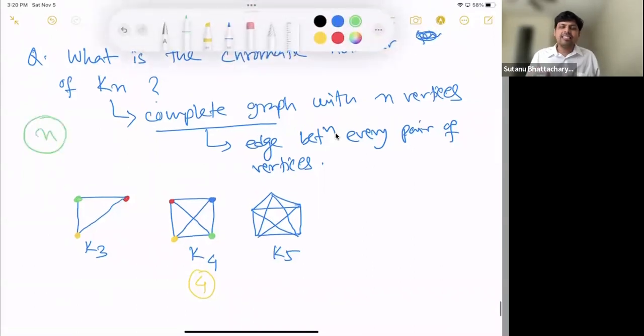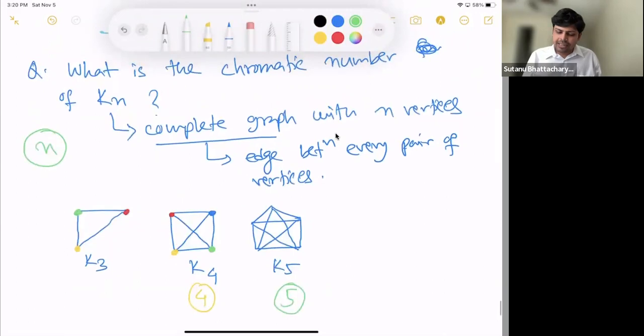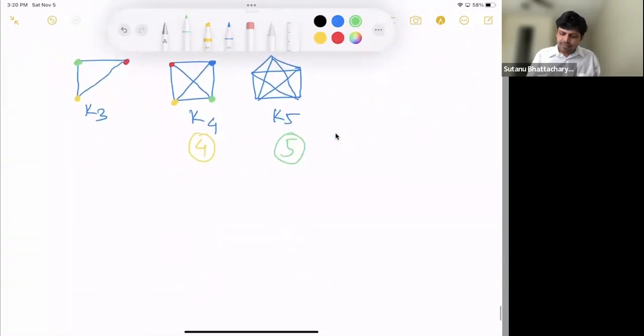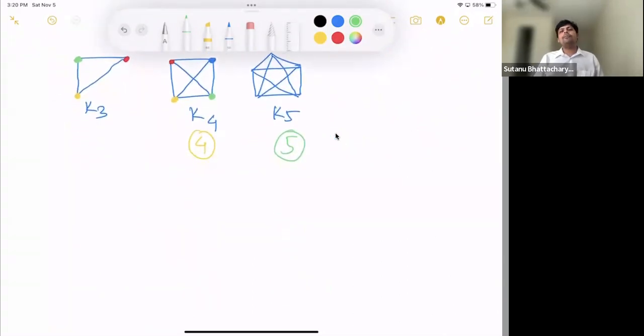So you need n colors, because complete graph means there is an edge between every pair of vertices. So for K5, it would be 5. So the answer, what is the chromatic number of Kn, the complete graph? That is n. N number of colors you need. And what is the chromatic number of a bipartite graph? It is 2. Only 2 colors you need.